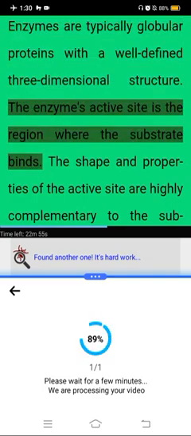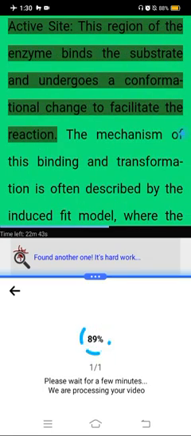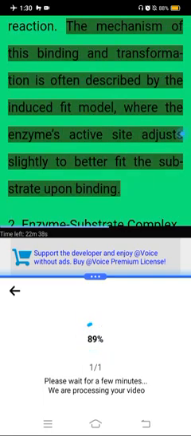The enzyme's active site is the region where the substrate binds. The shape and properties of the active site are highly complementary to the substrate, ensuring specificity. Active site. This region of the enzyme binds the substrate and undergoes a conformational change to facilitate the reaction. The mechanism of this binding and transformation is often described by the induced fit model, where the enzyme's active site adjusts slightly to better fit the substrate upon binding.